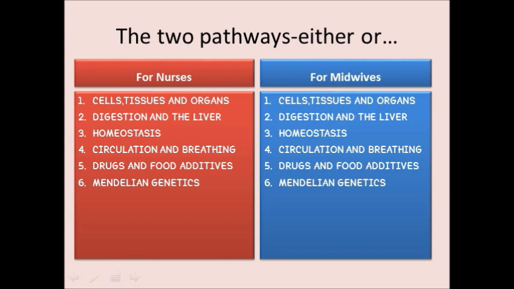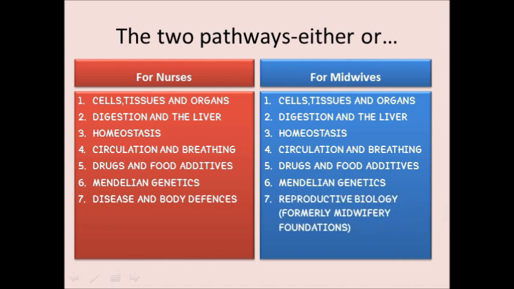So if we look at the nursing pathway first of all, you'll see that the first 6 are the same as the midwives will cover, but the difference comes with the specialist unit right at the end of the course. So the nurses will be specialising in disease, body defences, the immune system and antibiotics. The midwives, on the other hand, will be studying a different unit. They'll be studying a reproductive biology unit, which we used to call Midwifery Foundations. So you'll be looking at issues of fertility, issues of contraception, and so on. And also, if we get time, we'll be looking at some case studies of perinatal problems as well.